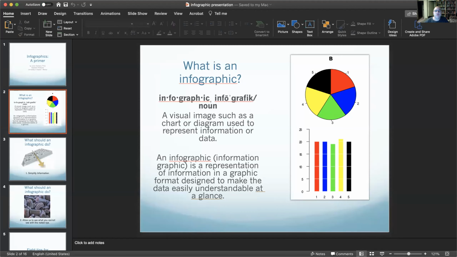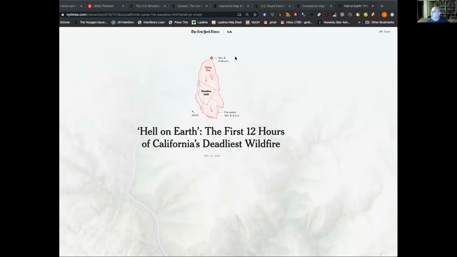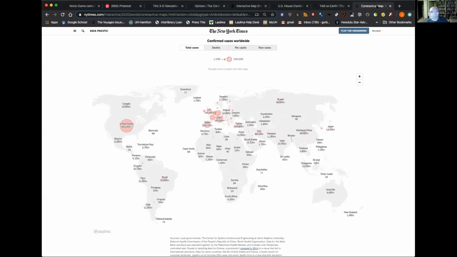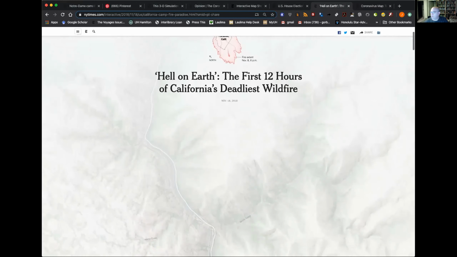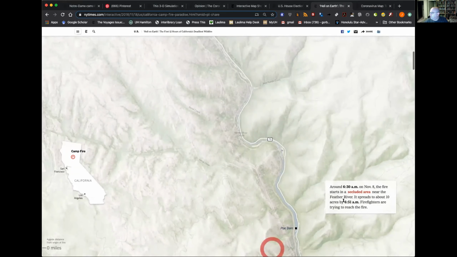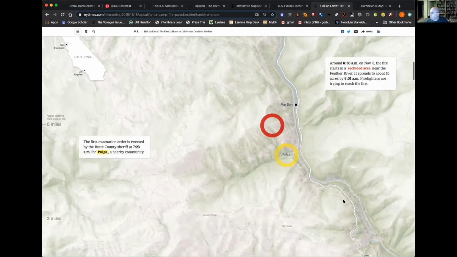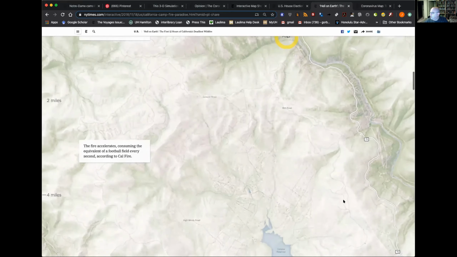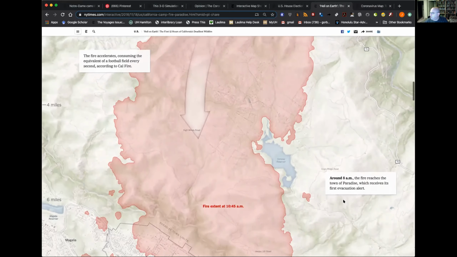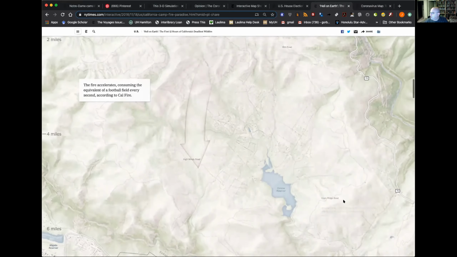we can do a map. So as you can see here, this is showing wildfires in California, and it's showing how the fires progressed and spread through California.